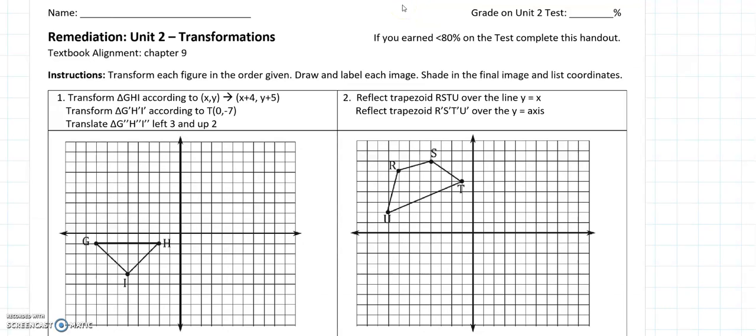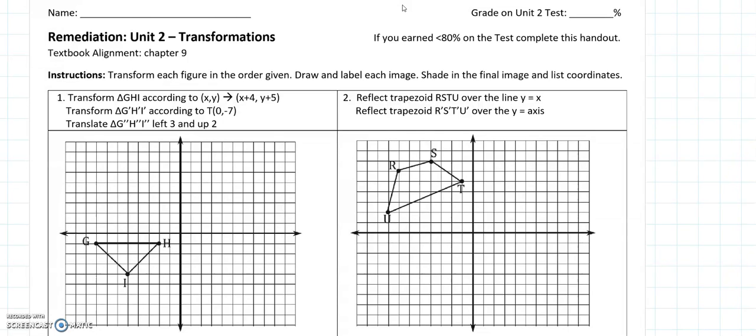Hi everyone, this is going to be a video on how to do a couple of transformations. I'm going to use the remediation worksheet that I assigned a couple of months ago, and if you want another copy you can download it from the class website. I'll put it on the same EOC Crunch Time tab on the class website.